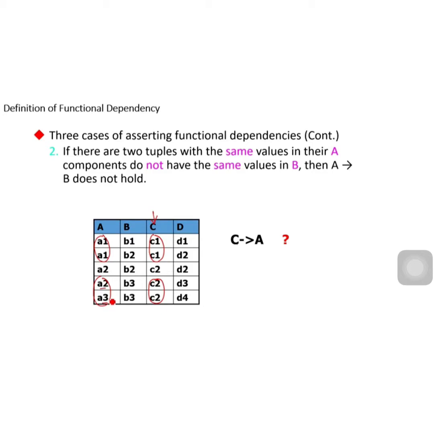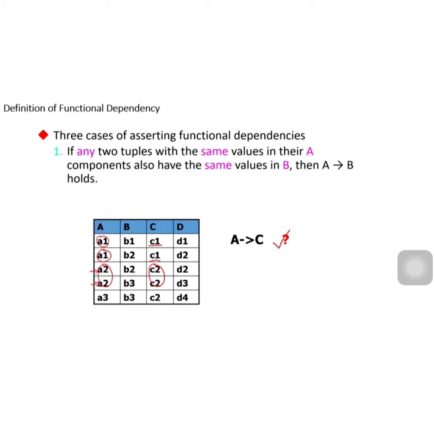Now we can find two tuples with the same value in C that do not have the same value in A. Then C functionally determines A does not hold.